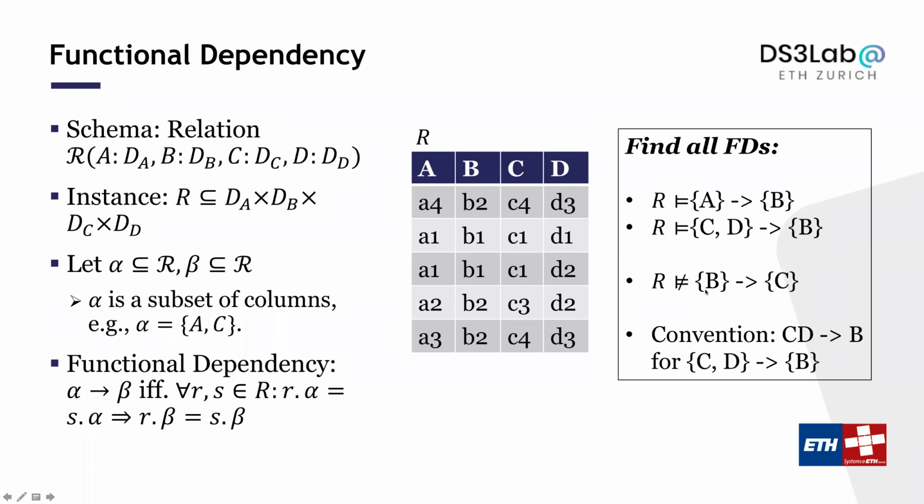Similarly, if you look at the functional dependency from B to C, clearly we cannot have that, because if you look at the last two tuples, they share the same value on B, but they have different C values. So this is just one example about functional dependency.